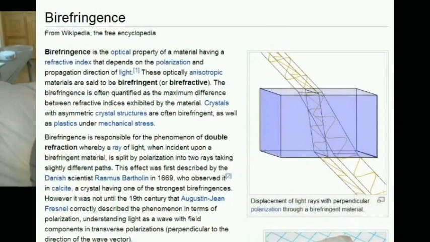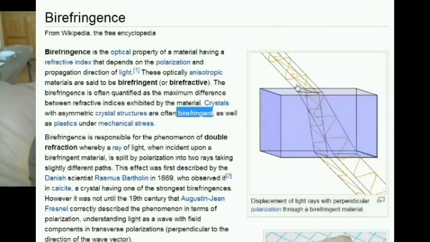Birefringence is the optical property of a material having a refractive index that depends on the polarization and propagation direction of light. These optically anisotropic materials are said to be birefringent or birefractive. The birefringence is often quantified as the maximum difference between the refractive indices exhibited by the material. Crystals with asymmetric crystal structures are often birefringent, as well as plastics.